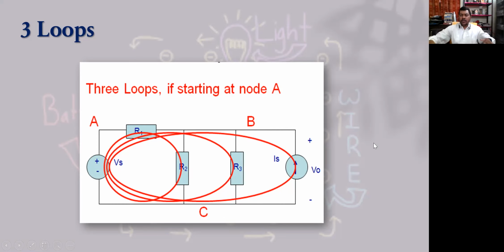This is an example where we can find out how loops and nodes are defined, and how branches are defined. So A, B, C are the three nodes, and Vs, R1 and R2 is the first loop. Vs, R1, R3, and again Vs is the second loop. Vs, R1, and the current source, that is Vo, and back to Vs is the third loop. So this is how we can calculate the loops, branches, and nodes.